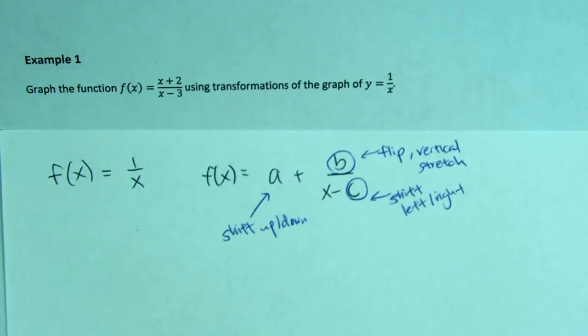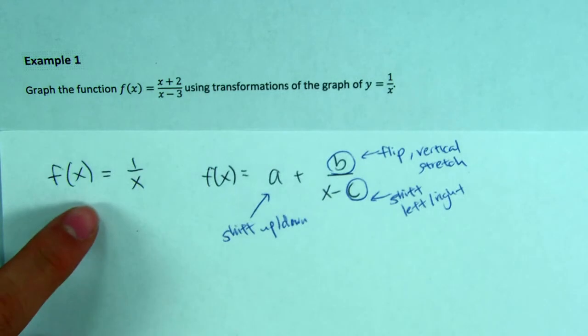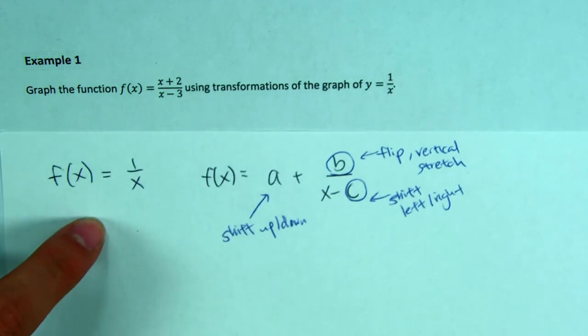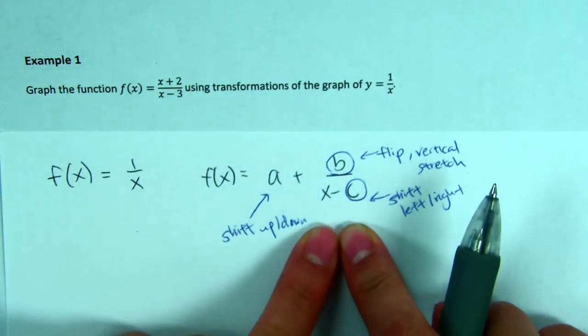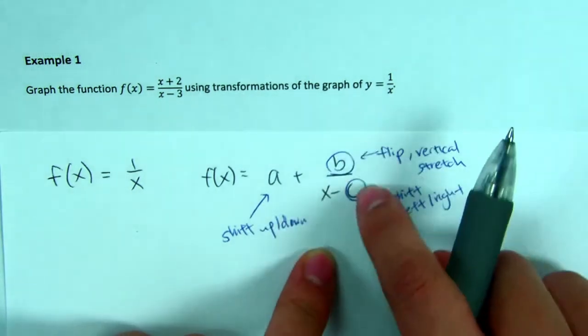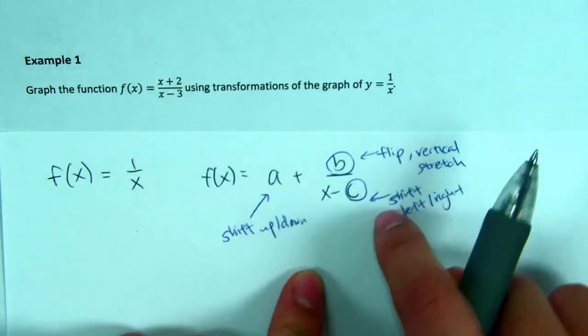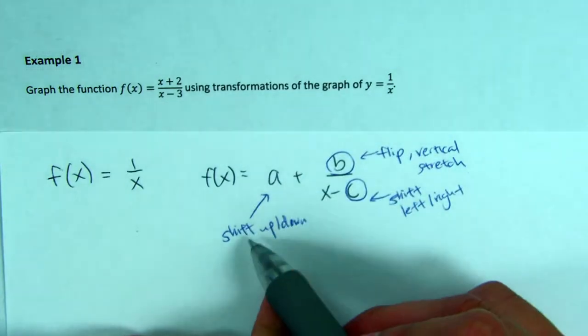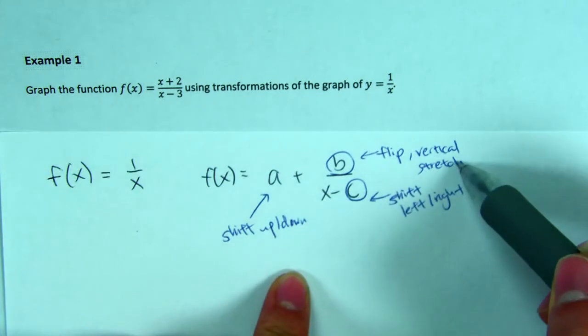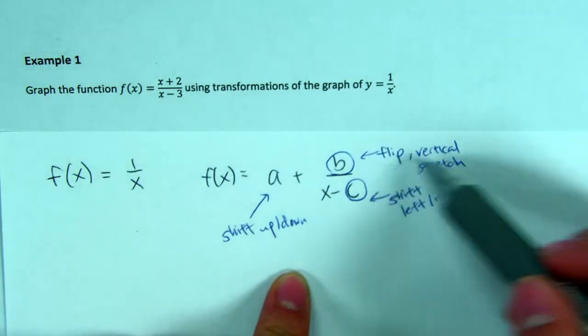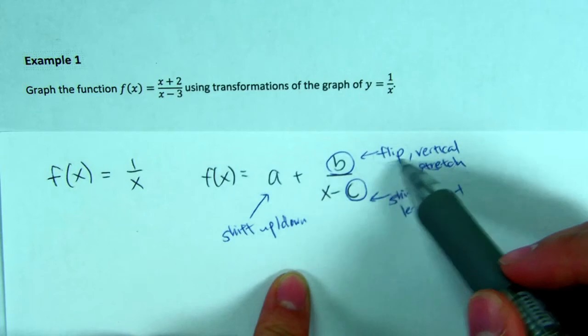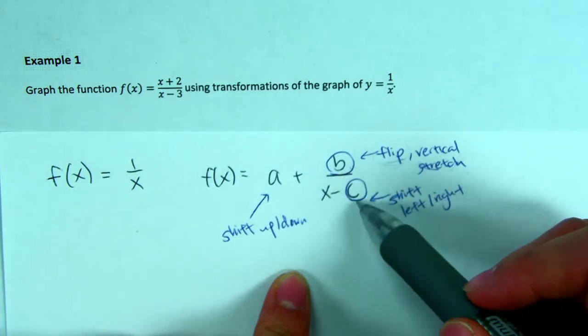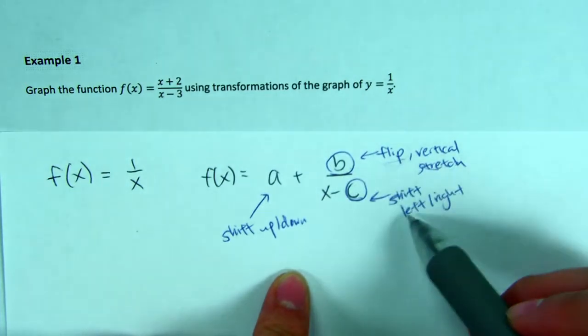This is a video for lesson 15 talking about transformations. On Thursday we talked about how this is a general form of the equation f of x is equal to 1 over x, and including all of the transformations, we have a plus b over x minus c, where each of the variables a, b, and c represents a different transformation. So a represents shifting up and down, b represents a flip or a vertical stretch. The flip is when the value of b is negative, and then we have the variable c that determines whether the graph shifts to the left or to the right.